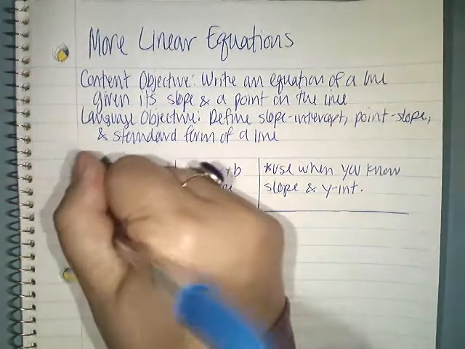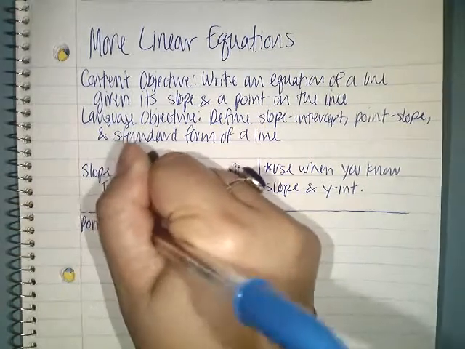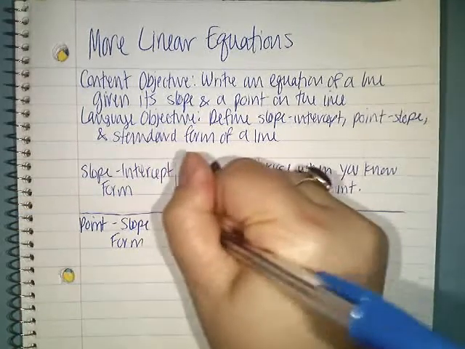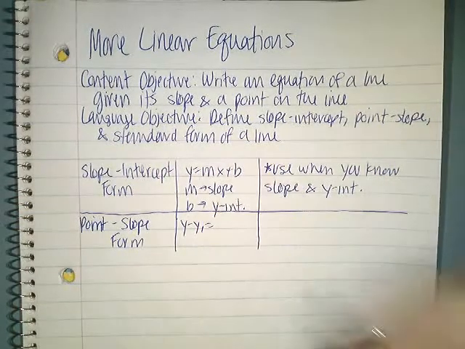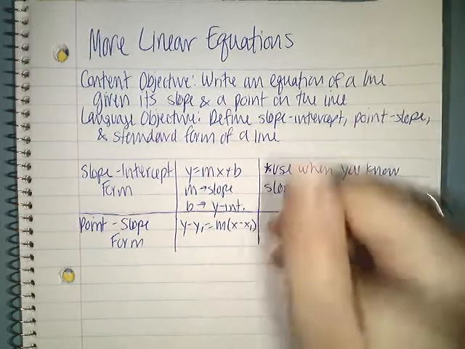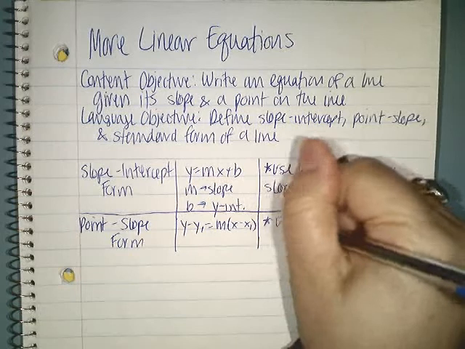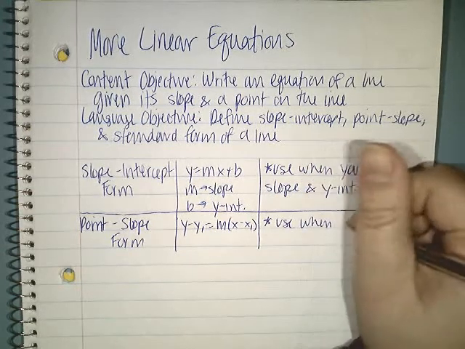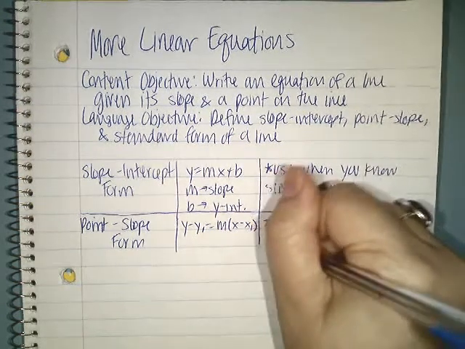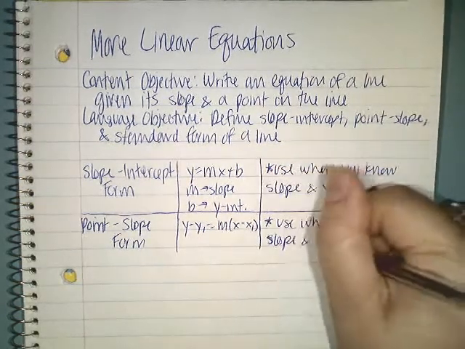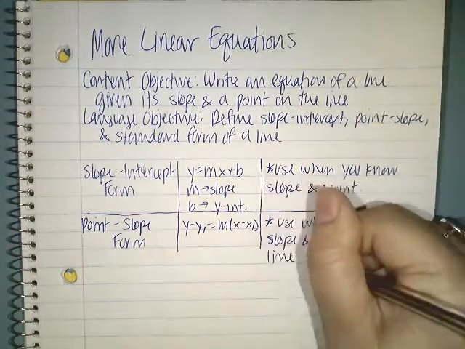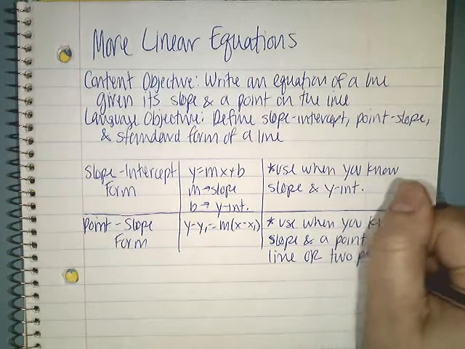So another form of a line we're going to work with is point-slope form. Sometimes students get intimidated by this one, but it's actually one of the easier ones to work with. It's y minus y1 equals m times parentheses x minus x1. And we use this when you know the slope and a point on the line, or two points on the line.